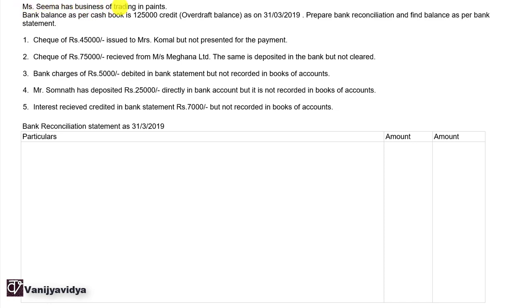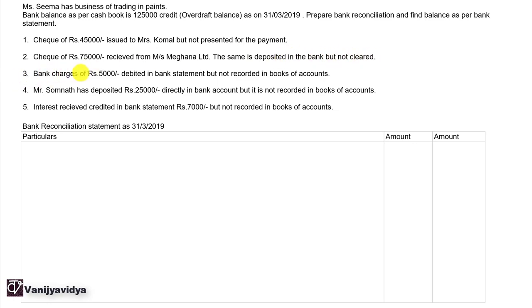Miss Seema had a business of trading in paints. Bank balance as per cash book is 1,25,000 credit, overdraft balance as on 31st March 2019. Prepare bank reconciliation and find balance as per bank statement. First, check of rupees 45,000 issued to Mrs. Komal but not presented for payment. Second, check of rupees 75,000 received from Messrs. Meghna Limited. The same is deposited in the bank but not cleared.